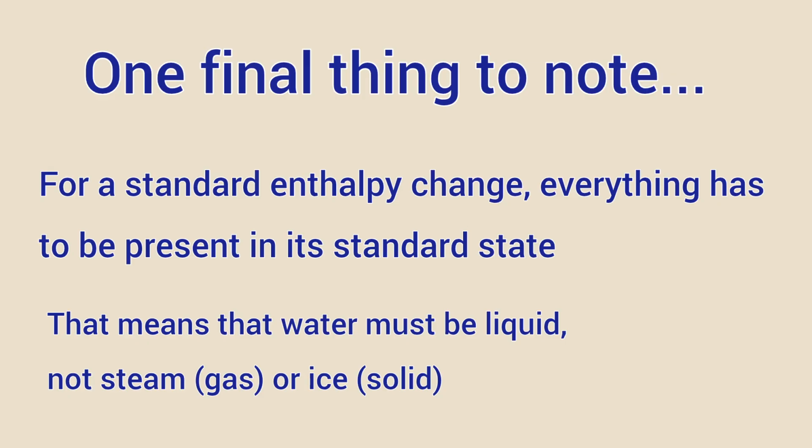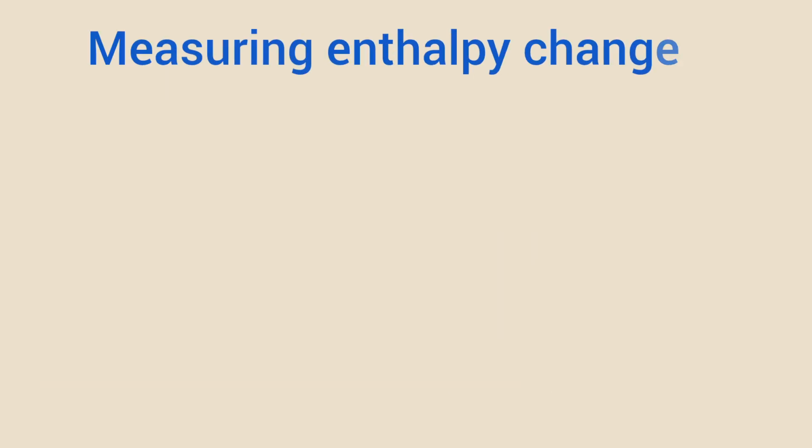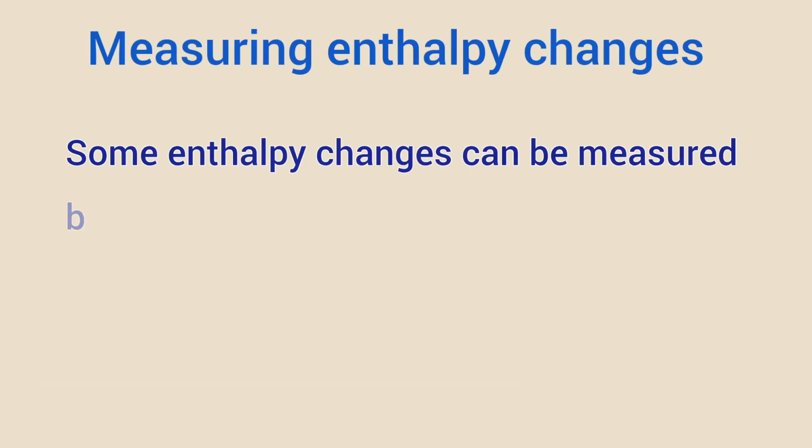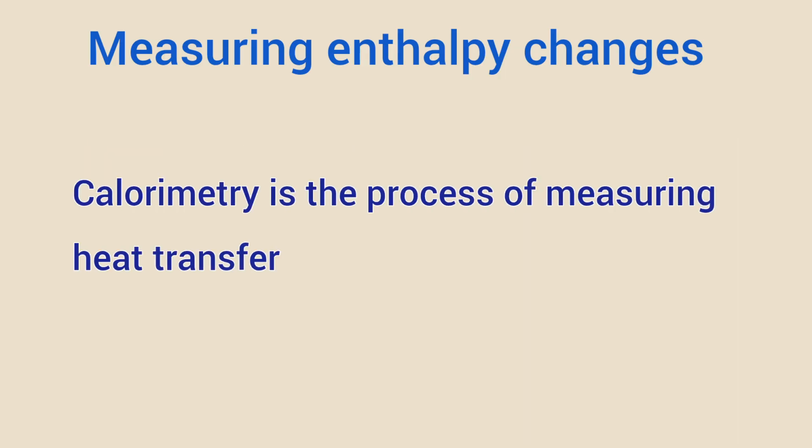That's why they're important. And anything diatomic such as oxygen must be shown as an O2 molecule rather than a separate oxygen atom. Next, we'll look at how enthalpy changes can be measured. Some enthalpy changes can be measured by experiment. This is called directly, using a technique called calorimetry. Calorimetry is the process of measuring heat transfer.